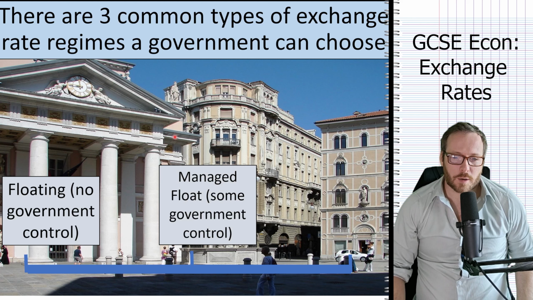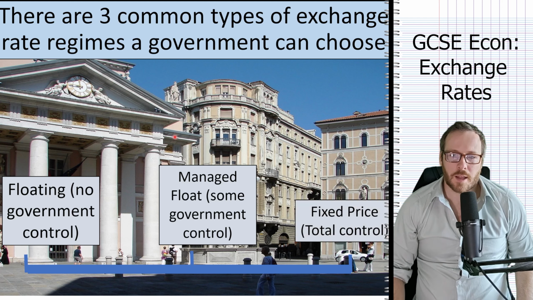But a lot of governments like to enact a little bit of control, and they do this with a managed float. So basically, it is a free market, but the government will step in now and again to adjust the exchange rates. And then we have a fixed price. Fixed price controls are permanent. It doesn't change at all. However, on the black market, you might be able to get away with getting exchange rates at different prices.